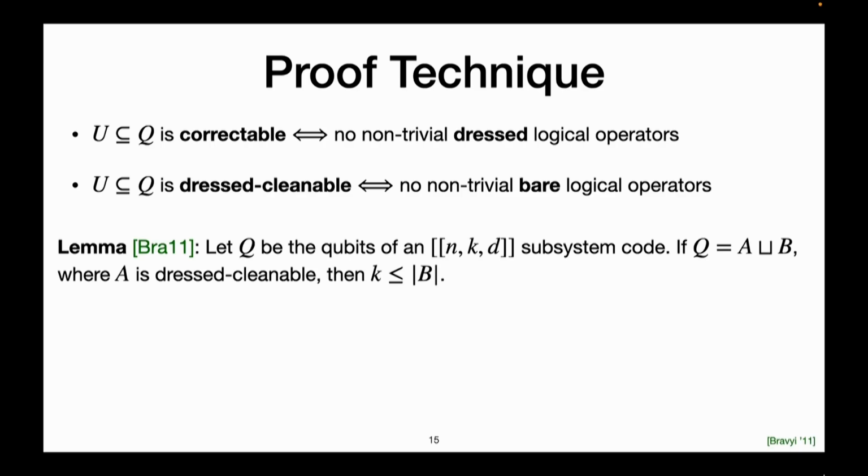And so, why are these concepts useful? Well, there's a lemma, which we probably used implicitly, that if we let Q be the qubits of an NKD subsystem code, and we partition Q into two sets A and B, where A is dressed cleanable, then K, the dimension of the code, can be no bigger than the size of B. Intuitively, if I don't need A, if I can erase A or get rid of A in some sense, then the information has to be stored in B. So it makes sense that the size of B constrains the dimension of the code, which is how much logical information you can store.